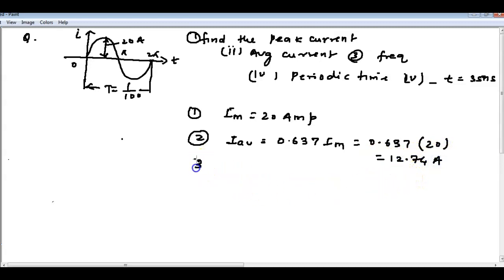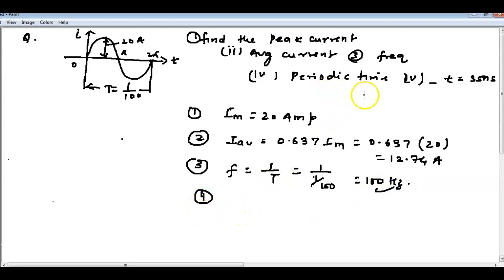Now second is frequency. The frequency is equal to 1 by time period, right? So time period is how much? 1 by 100, which will give 100. Frequency unit is hertz, so you can write the unit here. Fourth one is the periodic time. Periodic time T is already given here. This is the periodic time only, the time taken to complete one cycle. T is equal to 1 by 100, which is 0.01 second.